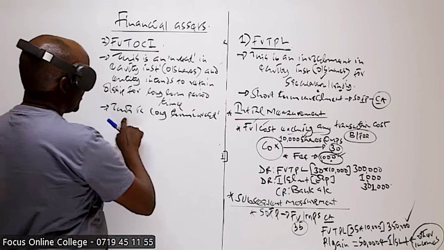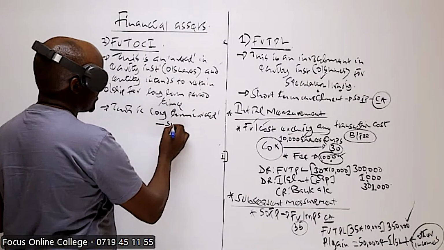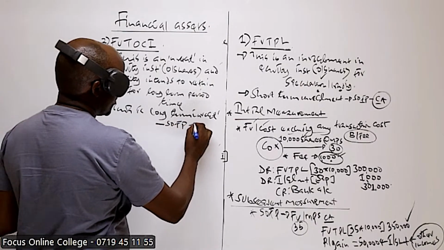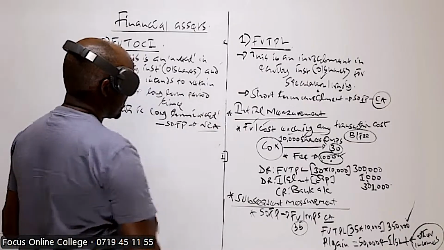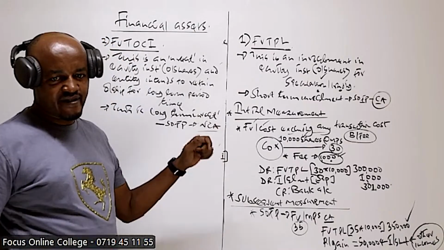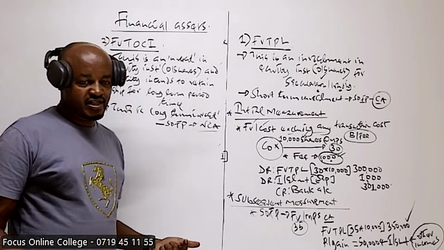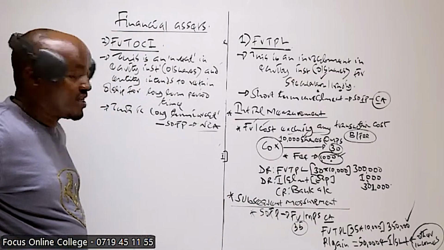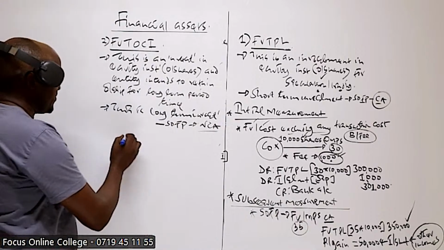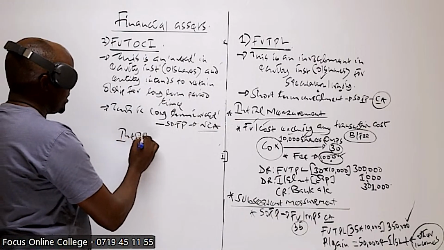Being a long-term investment, when the company is preparing the statement of financial position, these particular financial assets are classified as part of the non-current assets, just like PPE, just like intangible assets. They are classified as non-current assets. So then from there, we can talk about the initial measurement.